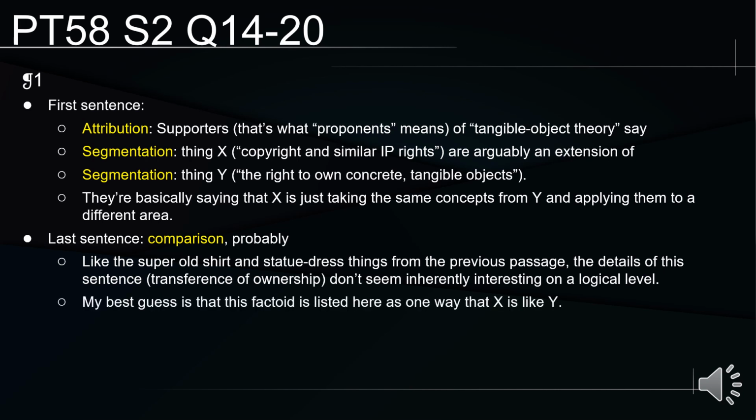My best guess is that this factoid is listed here as one way that X is like Y. And again, that's just based on my interpretation of the first sentence. The first sentence has a bunch of people saying, hey, thing X is like thing Y, and then we just get a factoid without any other clues as to why it's there. Then that's just my best guess that this factoid here has been included because it helps advance the discussion or support the idea that thing X is in fact like thing Y.